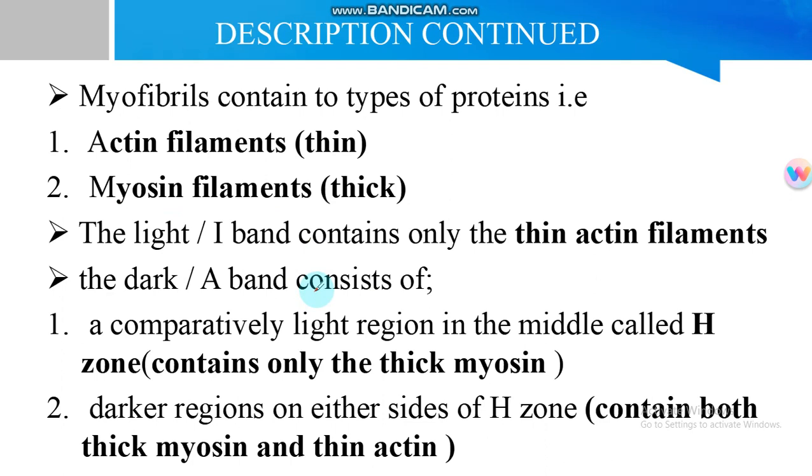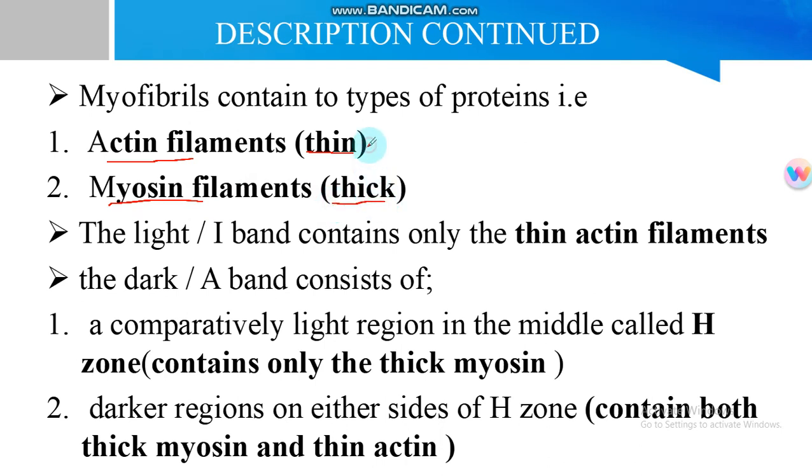Good. Now, what really causes these dark bands and light bands which we are talking about? The cause of these two bands are the two proteins. The proteins are the actin filaments, which are thin. Note that. Very important. The actin filaments are thin. And then the myosin filaments, which are thick.